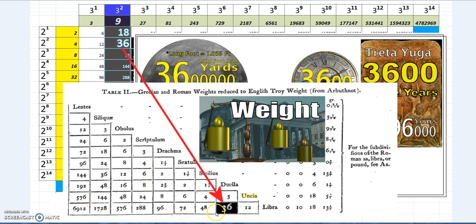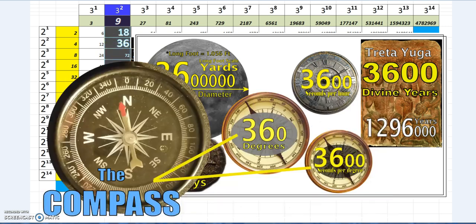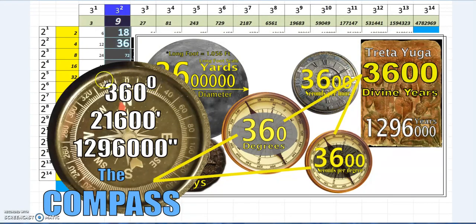It's the same again, but for instance, a Juella, 36. But also by the compass. So, 360-degree compass or a protractor. Well, 360 degrees, and each degree itself is broken up into 3,600 minutes. So we see time for compass, or these same numbers convert even in the divine years in the Treta Yuga. And so a 360 degree compass, there are 21,600 minutes per 360 degrees. So it's 360 times 60. Multiply it by 60 again, you get 1,296,000 seconds in 360 degrees.